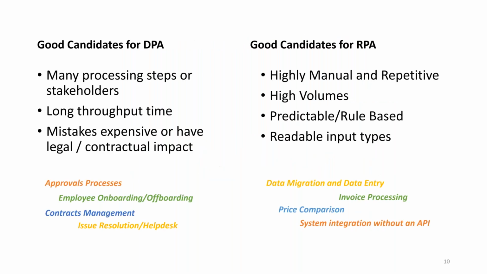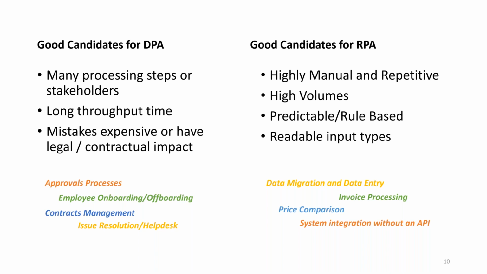So a question that we get asked a lot is, what's a good candidate for this digital process automation, or what's a good candidate for RPA? And for DPA, the very standard categorization that we tend to use is processes that are copious, risky, or lengthy. In other words, there's lots of processing steps or stakeholders involved to coordinate. There's a long throughput time, which makes tracking challenging, or mistakes could have a legal or contractual impact.